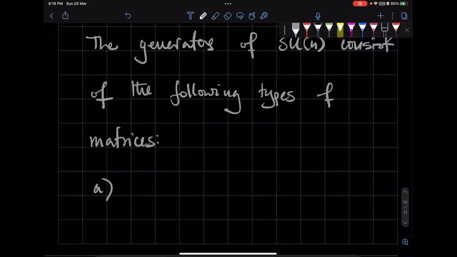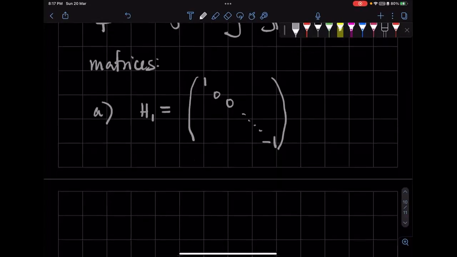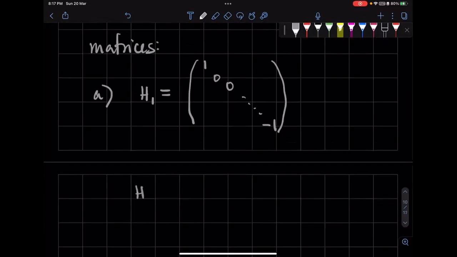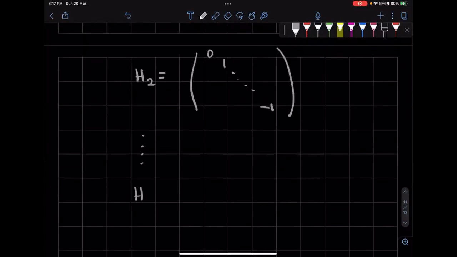the diagonal matrices, Hermitian traceless diagonal matrices. So for example, H1. These are n by n matrices. So this is 1, 0, 0, dot, dot, dot. These are sparse matrices, so everything else that I'm not specifying is 0. So this is H1. Of course, it's Hermitian and it's traceless. H2 is the one where 1 is in the 2-2 element, okay? And if we are dealing with SU(N), it's clear that we can only go up to H(n-1) for this type of matrices.